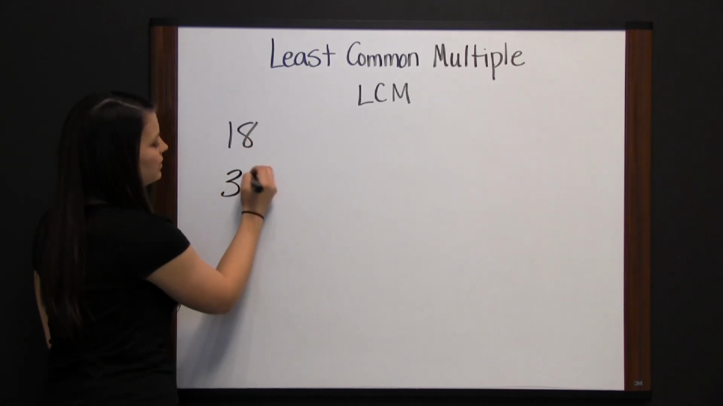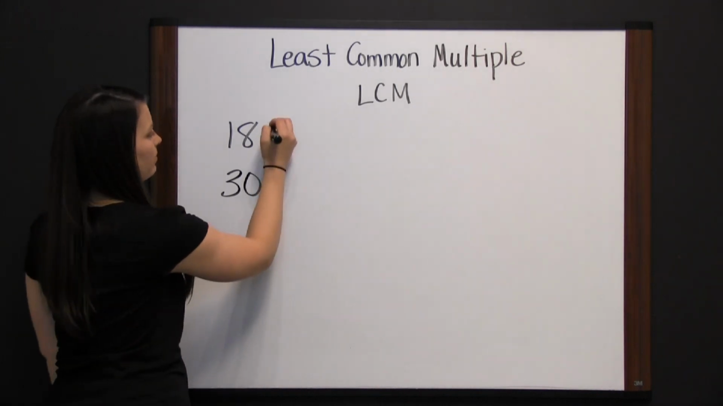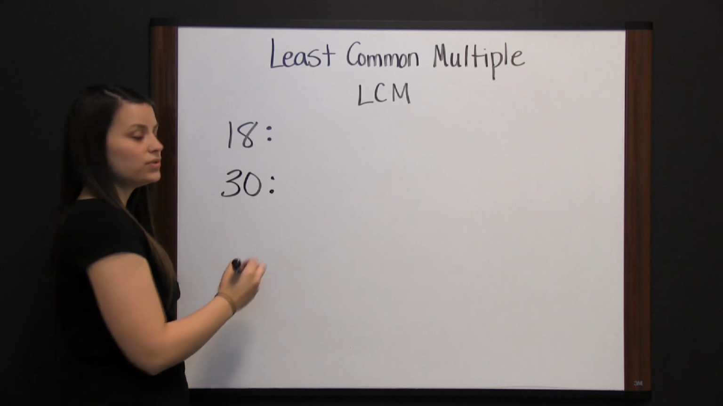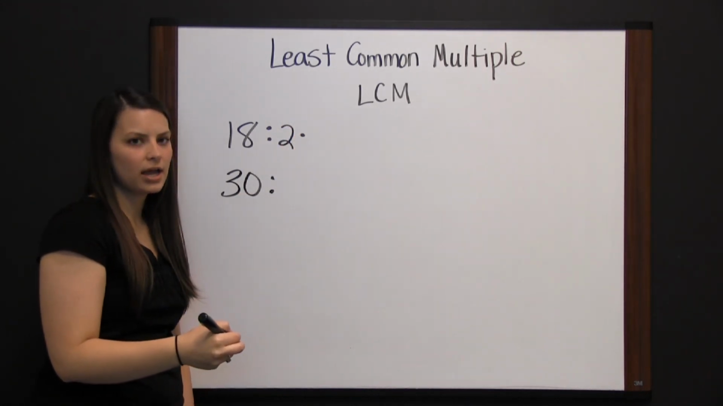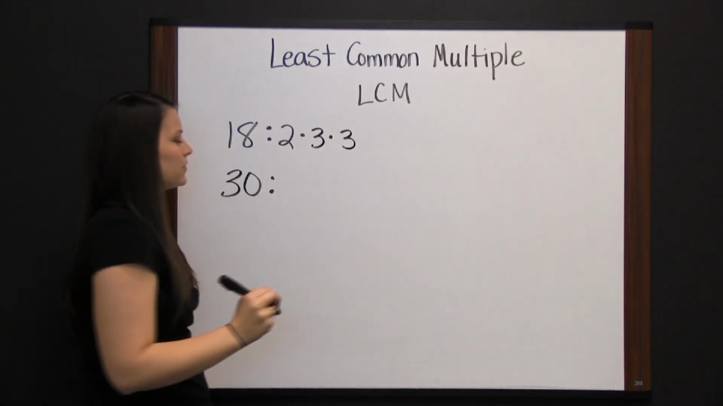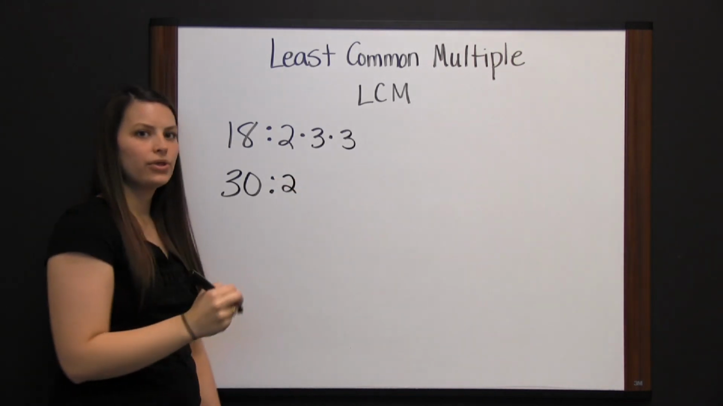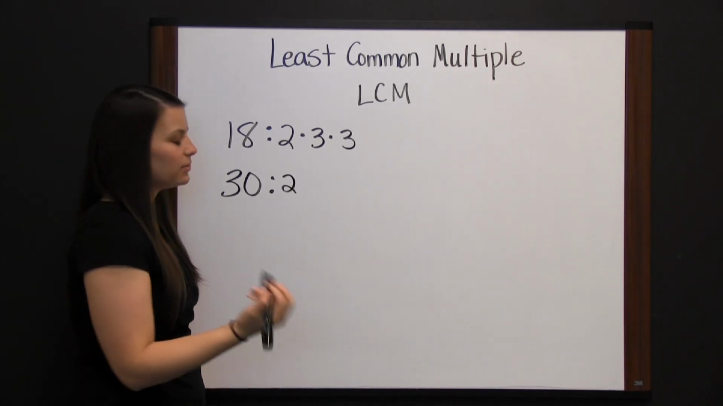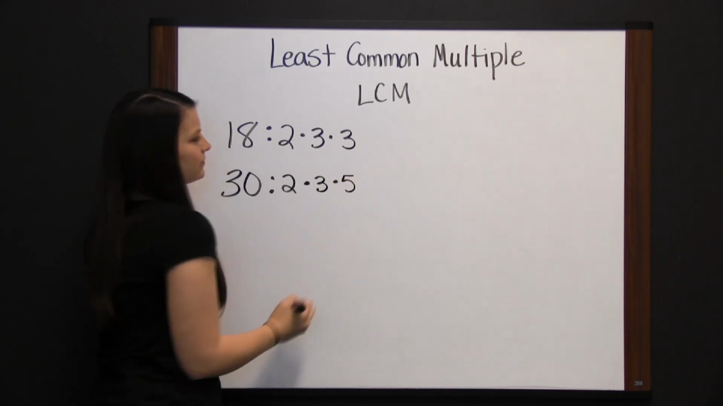if we wanted to find the LCM of 18 and 30, we would first need to factor them. 18 is 2 times 9. Since 9 is not prime, we would factor 9 to 3 times 3. 30 is also even, so we'll start with 2. 30 is 2 times 15. 15 is not prime, so we factor 15. 15 is 3 times 5.